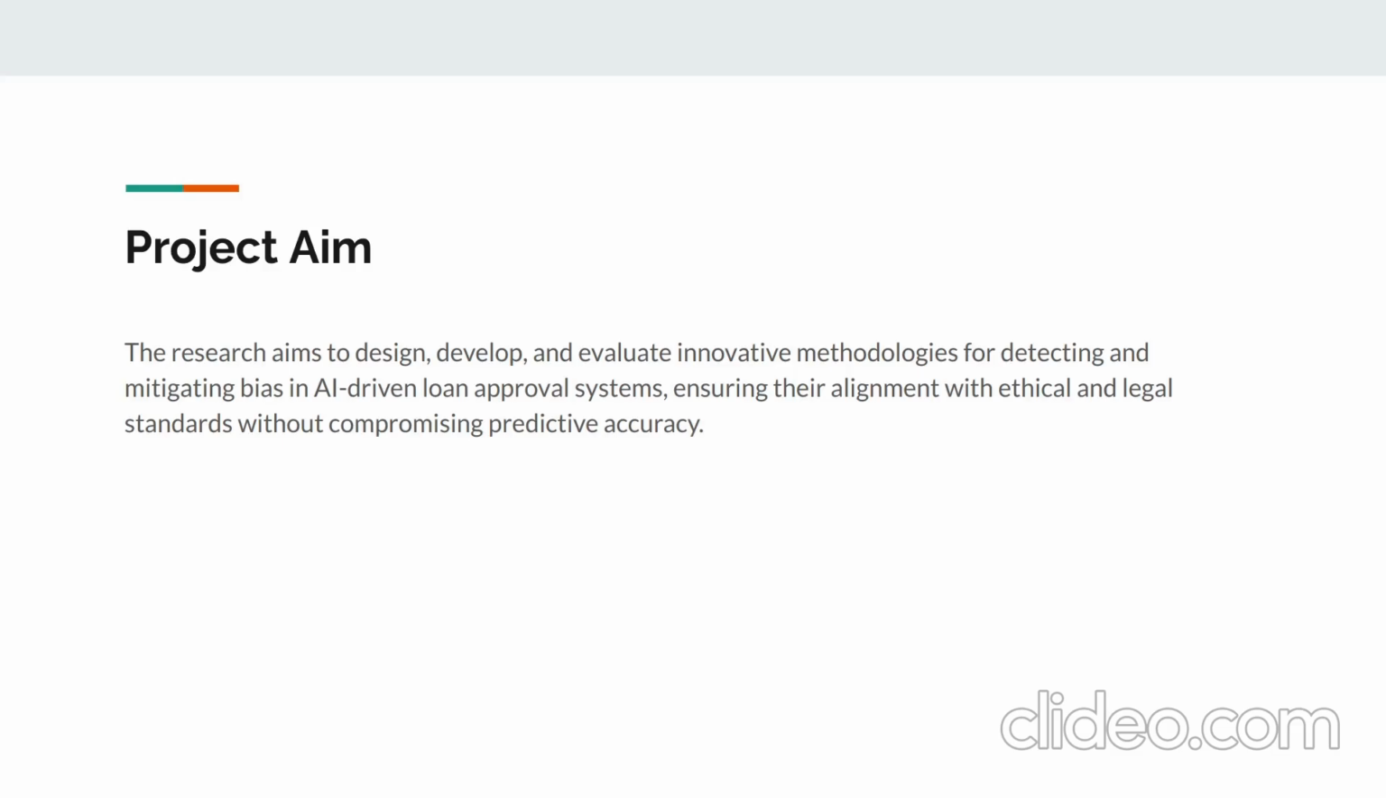Balancing fairness with financial risk assessment requires innovative approaches that consider the multi-phase nature of bias and its origins in historical data. Additionally, aligning technical solutions with legal and ethical standards is crucial, ensuring compliance with regulatory requirements and societal values. Addressing these challenges necessitates a nuanced understanding of both the technical aspects of AI and the broader societal context of financial decisions, emphasizing the need for interdisciplinary research and collaboration. This research aims to design, develop, and evaluate innovative methodologies for detecting and mitigating bias in AI-driven loan approval systems, ensuring their alignment with ethical and legal standards without compromising predictive accuracy.